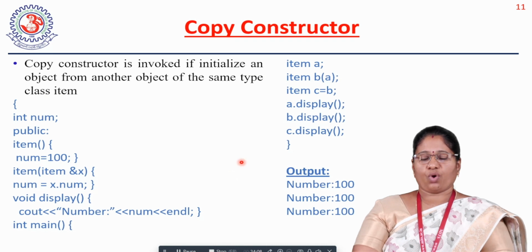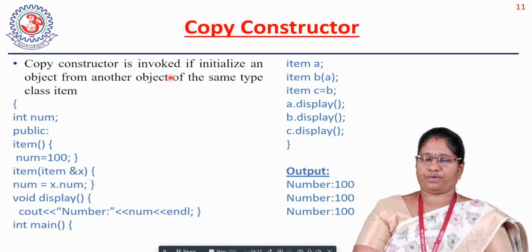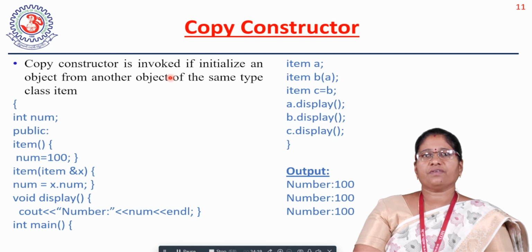Another one is the copy constructor. The copy constructor is invoked if we initialize an object from another object of the same class type. This is the thing we are going to use.